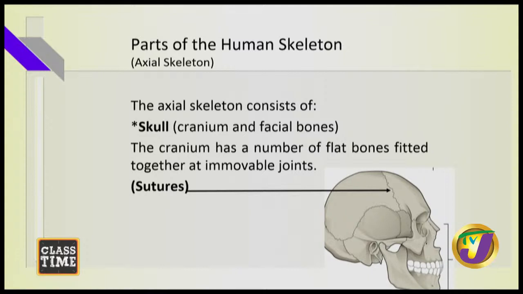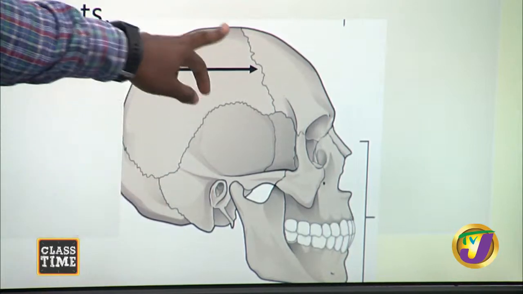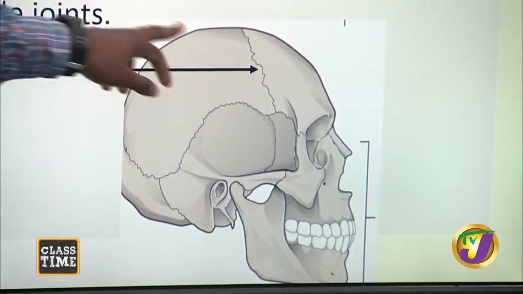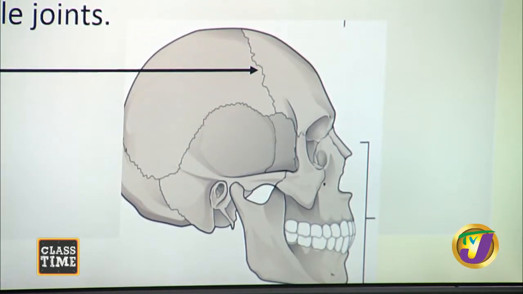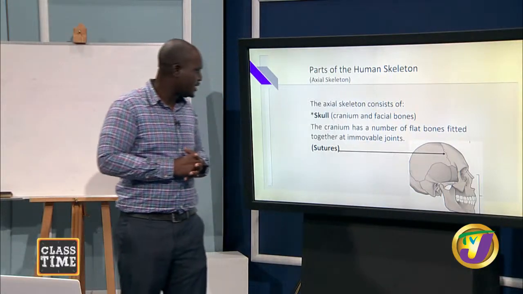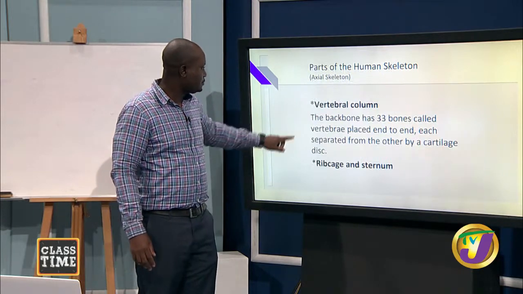Again, the cranium is made up of a number of flat bones, and these bones are joined together at fixed joints, and these fixed joints are called sutures. As you can see, it looks like stitches. You know, back in the days when grandma used to stitch clothes, put different cloths together and stitch them. Right? So that's what they call it, sutures, because they look like stitches. So that's the cranium, and one function of the human skeleton is to protect your brain. Right? So that's the skull.